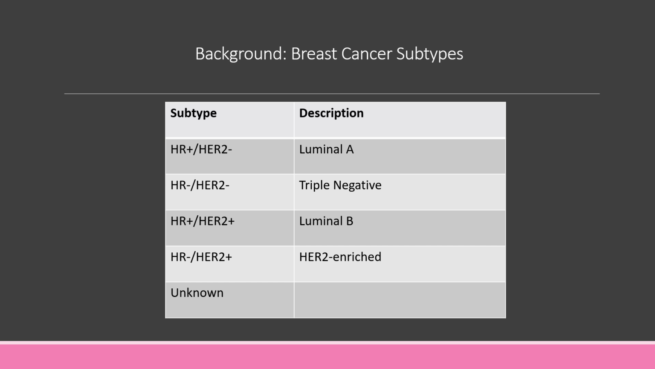So ER, the estrogen receptors, is a predictive factor. These patients will respond to endocrine therapy, and about 50 to 70% are ER positive, which is a better prognosis.